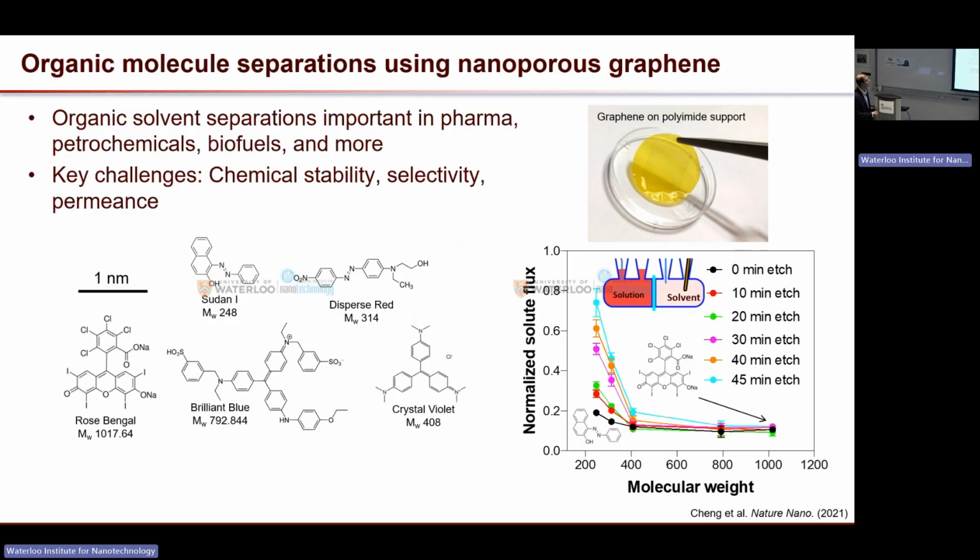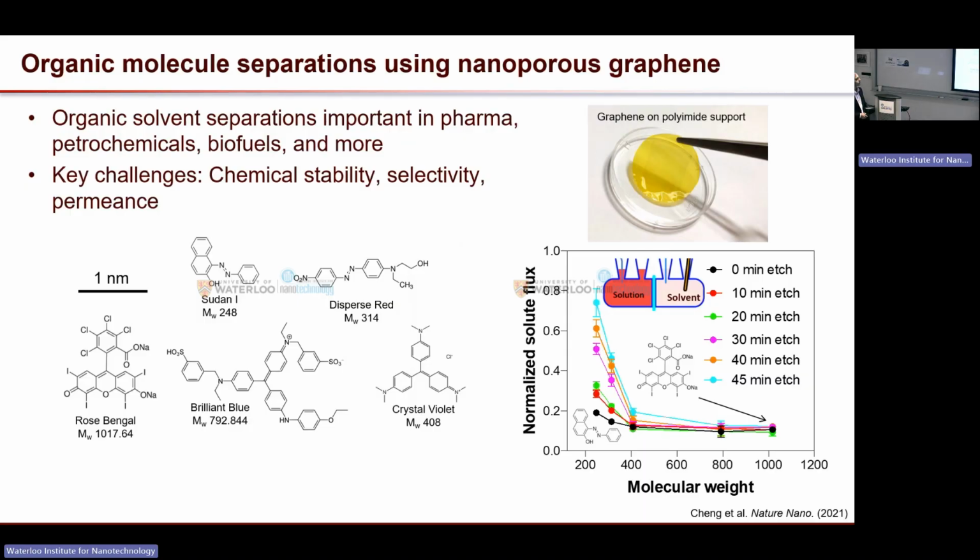So switching gears a little bit, the other broad class of separations is organic separations, and they are important in pharma manufacture, petrochemicals, biofuels, and so on. And stability of the membrane, selectivity, and permeance, that is resistance to flow, all of these are challenges in this space. So here we put graphene on a polyimide track-etched membrane support.